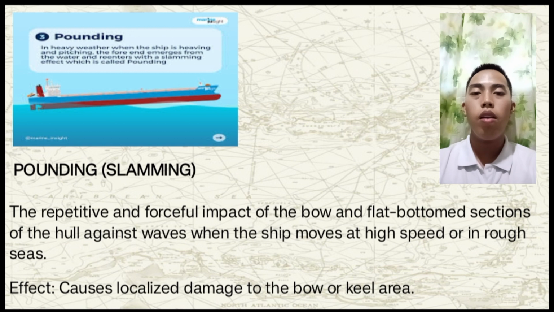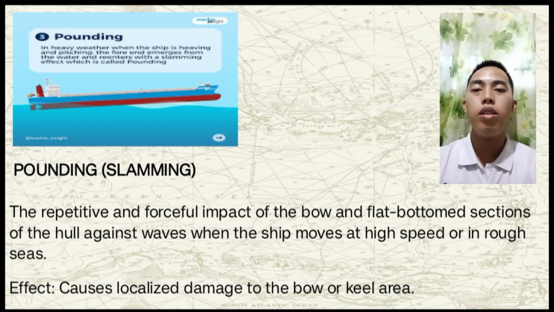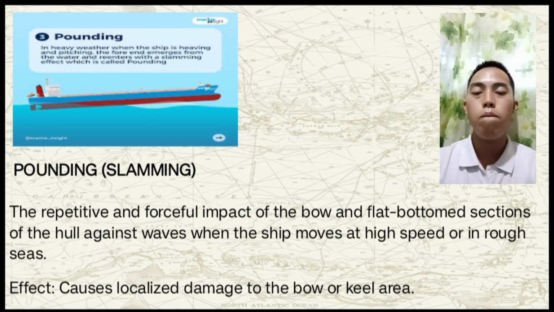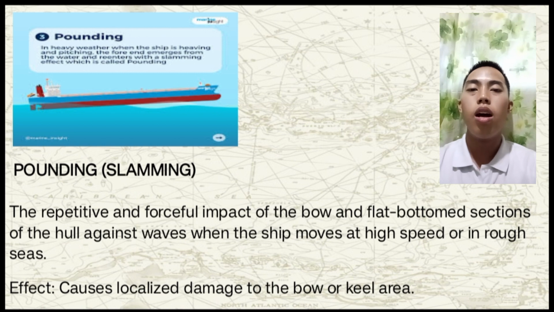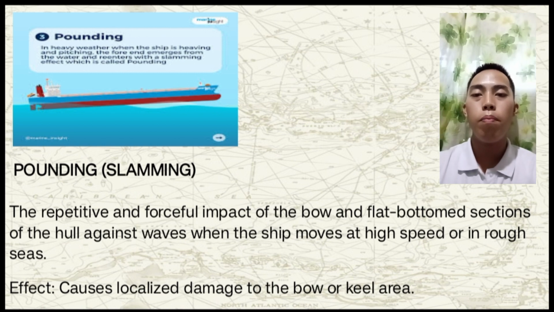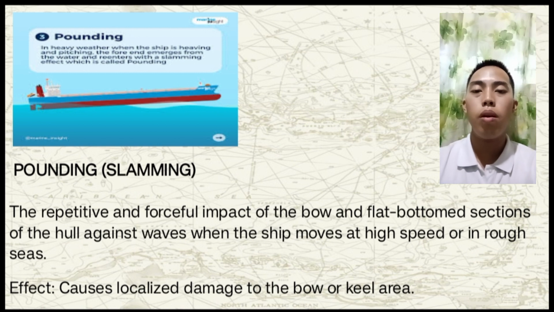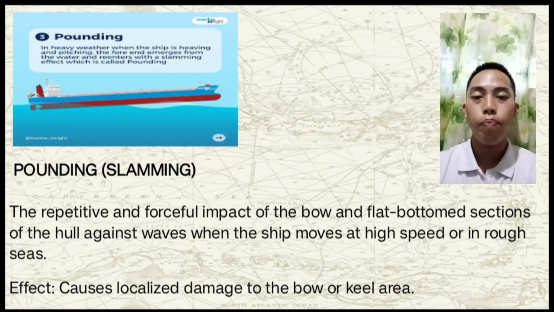The repetitive and forceful impact of the bow and flat bottom sections of the hull against waves when the ship moves at high speed or in rough seas. The effect causes localized damage to the bow or keel area. So pounding, also known as slamming, as what I said, is a repetitive and forceful impact of a ship's bow and flat bottom section against waves.